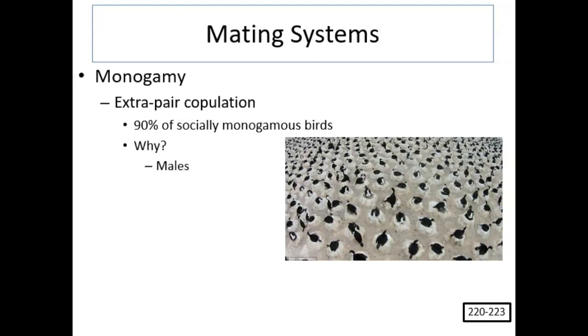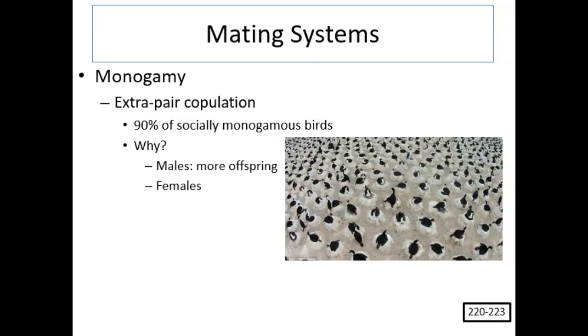In the males, it's an easier question to answer, speaking for their fitness. In males, the more females they mate with, the more offspring they produce. So if they have the opportunity to have offspring with a female that they're not bonded to, but she and the male that she is bonded to are going to raise those offspring, well, that is, from a fitness standpoint, a winning situation for the male.